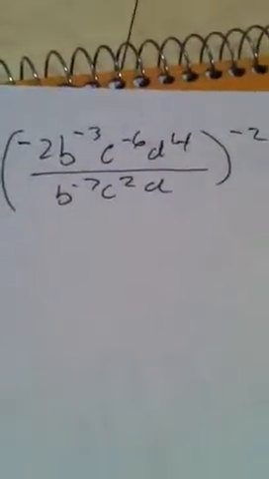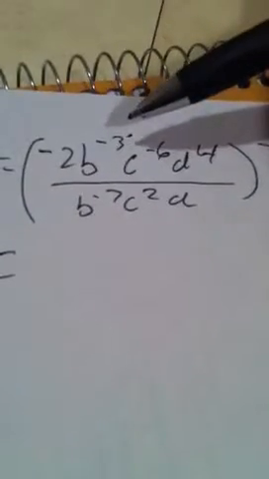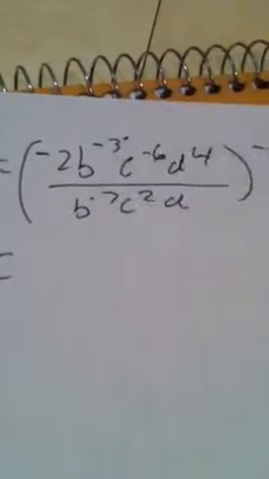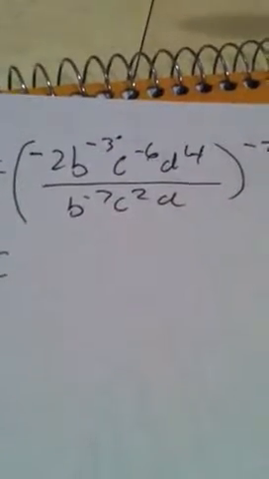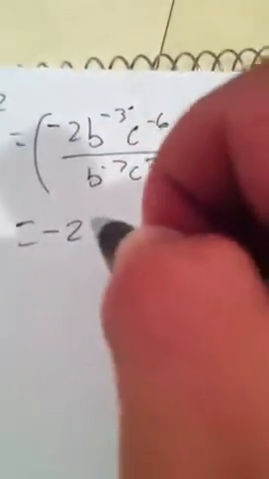Next, we can't have any negative exponents anywhere, so we're going to have to get rid of them. To get rid of them, it's pretty easy. All you have to do is move this b to the negative third to the bottom, and this b to the negative seventh would come up. So you just move it from denominator to numerator, numerator to denominator. We're going to do that throughout the whole thing, and what you're left with is negative 2, b to the 7th, and d to the 4th, over b to the 3rd, c squared, c to the 6th, and d to the negative 2nd.